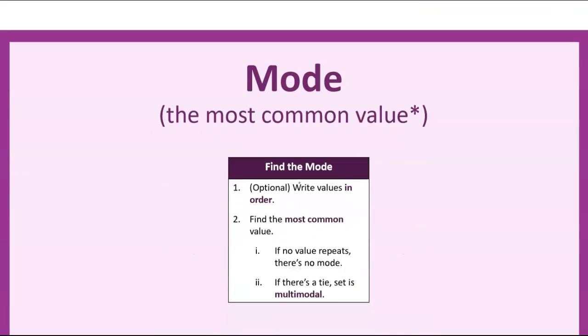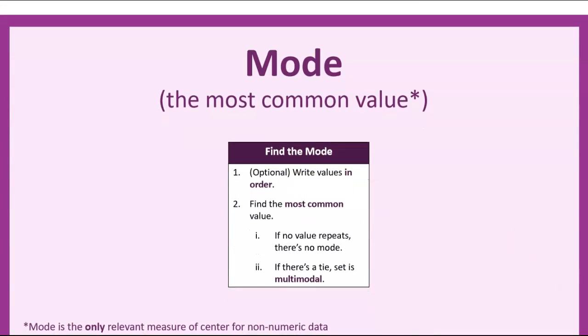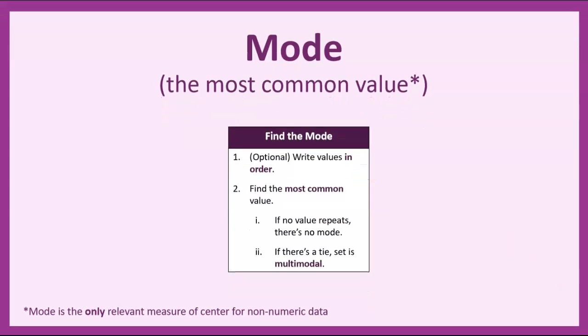All right, that's it for median. We are on to our last measure of center, which is mode. Now, mode is the most common value, and this is the one that's used least. This is the one that is not very commonly used. But you'll notice this little note down here. Mode is the only relevant measure of center for non-numeric data.